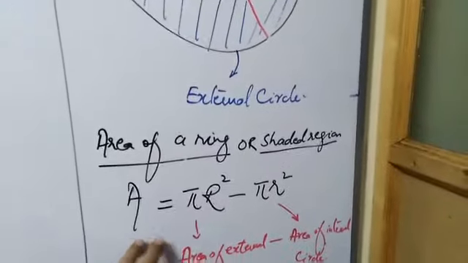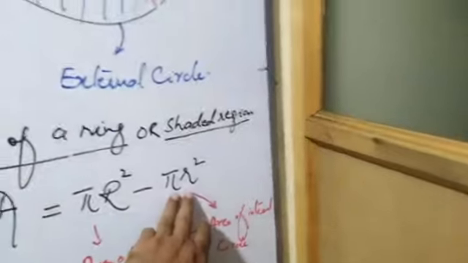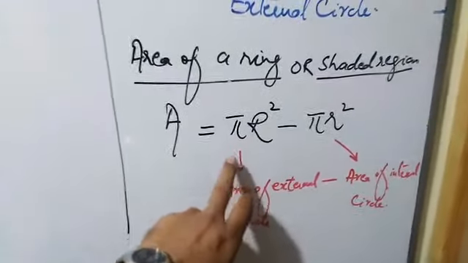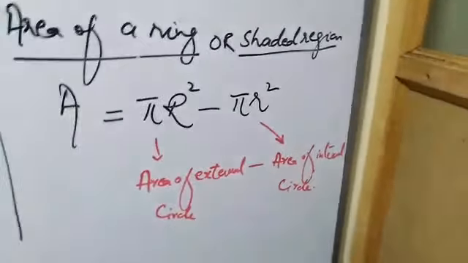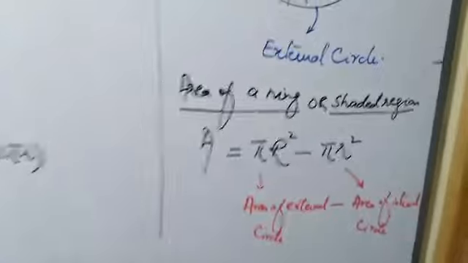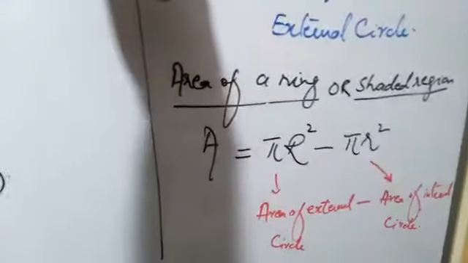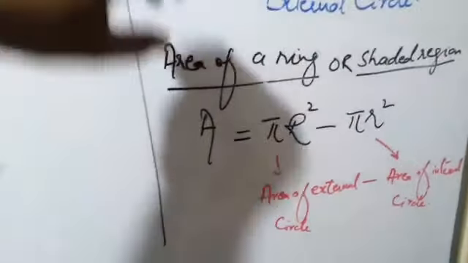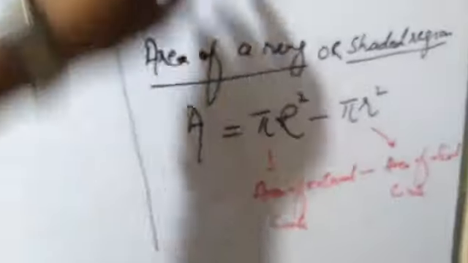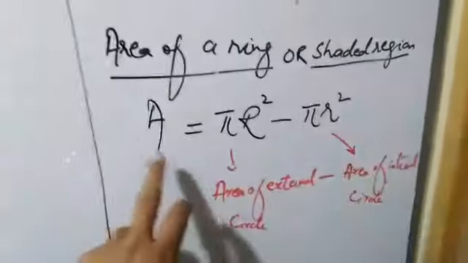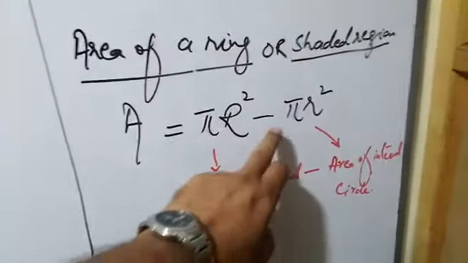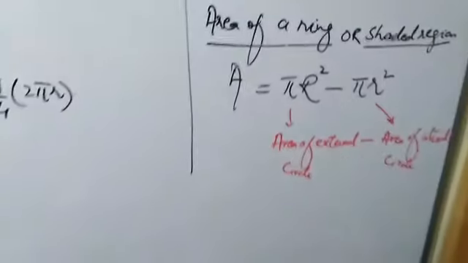So area is equal to pi capital R square minus pi small r square, right? Or in another way we can say area of the external circle minus area of the internal circle. Sometimes in the question it says area of the shaded region, so area of a ring, and that is why I have written here area of a ring or shaded area. So it will be equal to pi capital R square minus pi small r square.